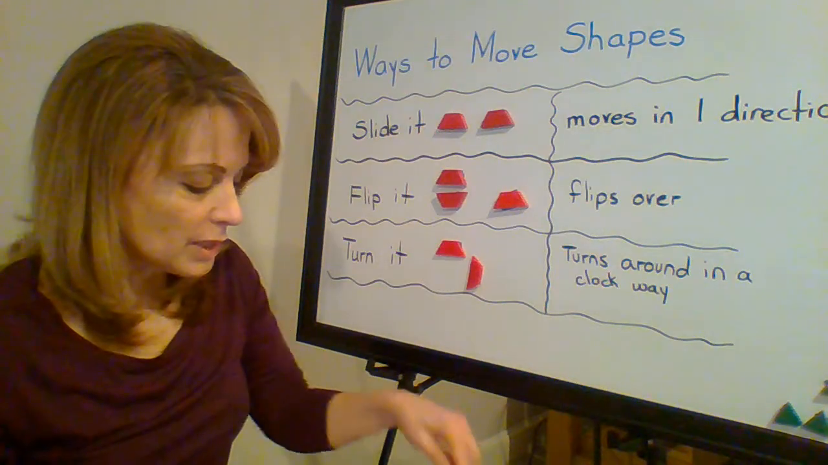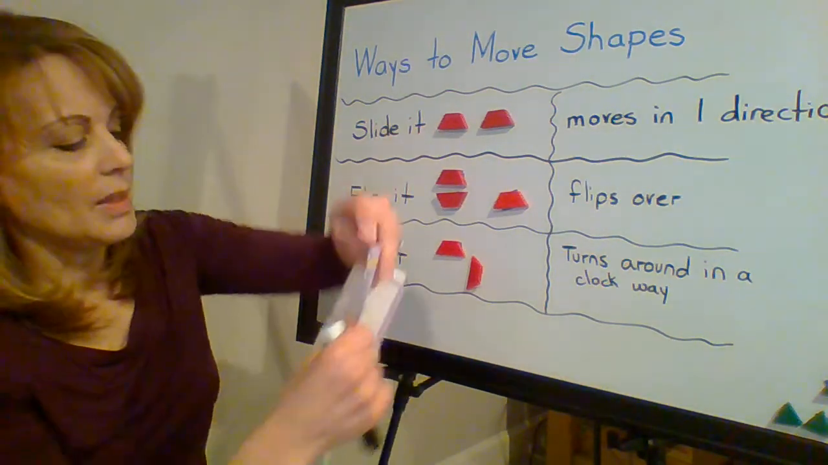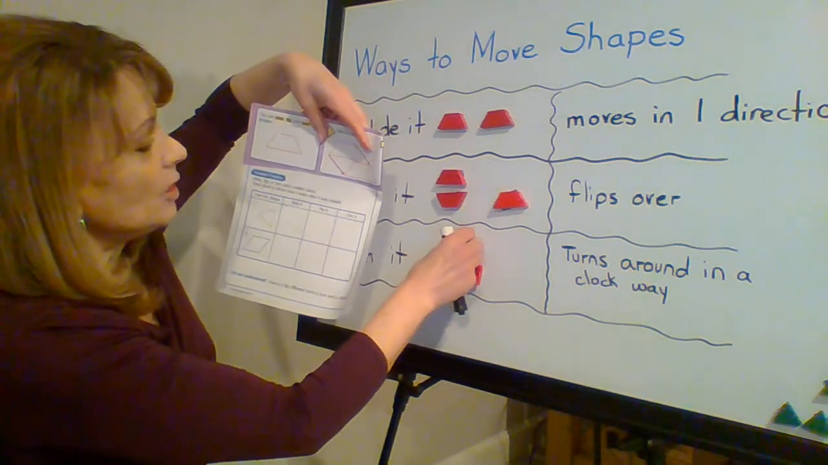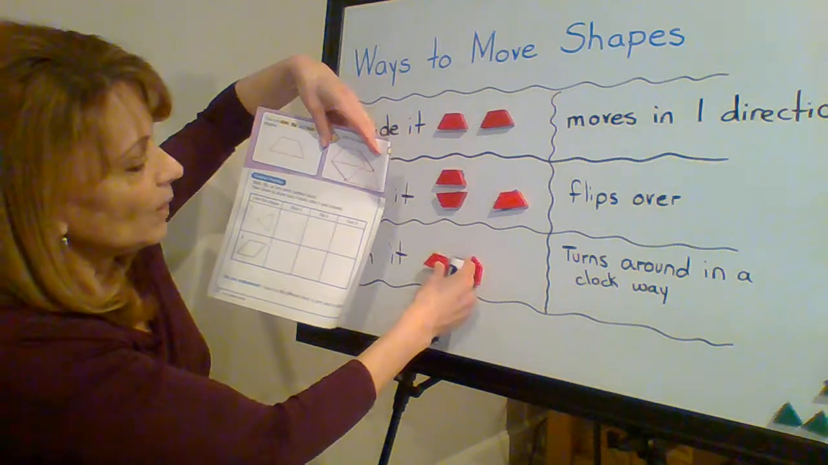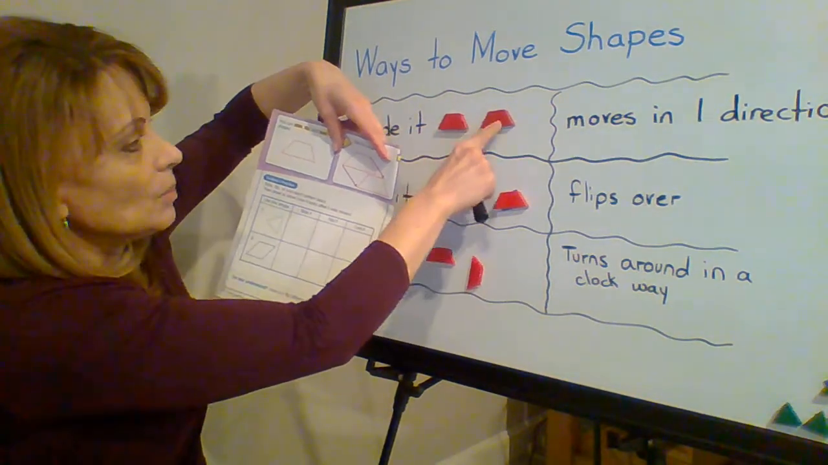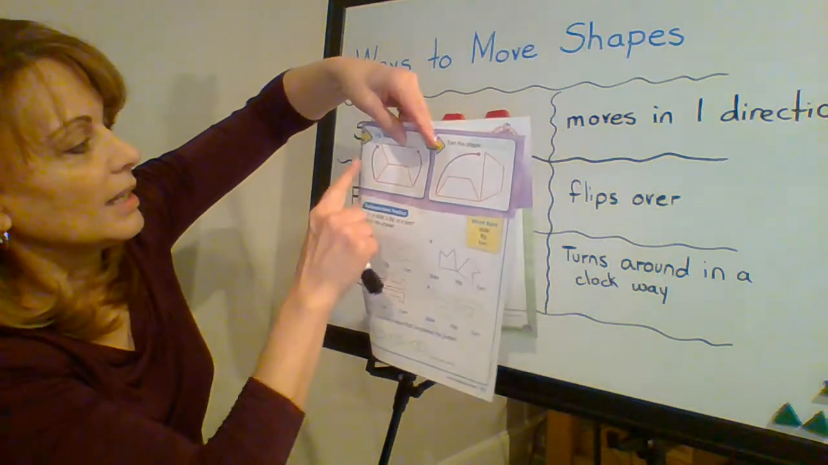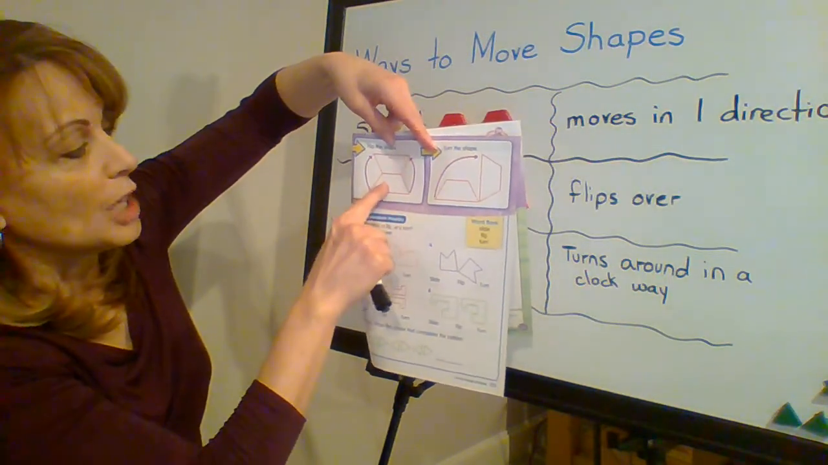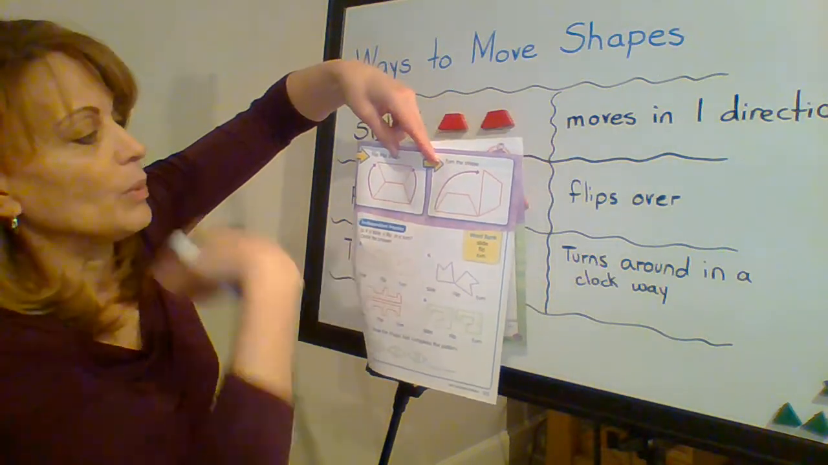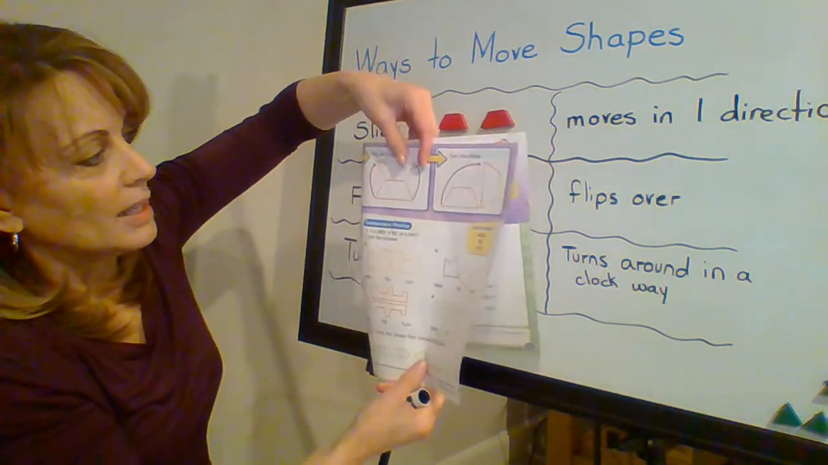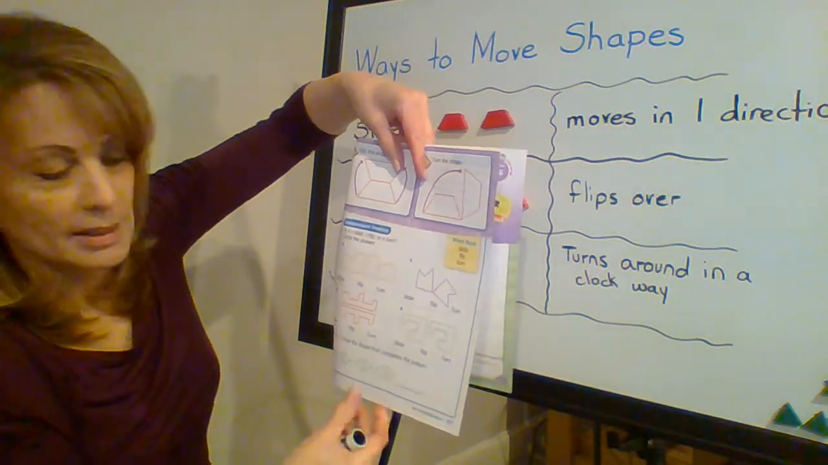Slide your finger over. It says slide the shape. And you can see that what they did is here's the shape and they just slid it in one direction. It went in a diagonal, moved in one direction, just went down. Now, if you flip the shape, it completely flipped over. It started here and we flipped it on its end. And if you turn it, it just turns like a clock. Does that make sense?